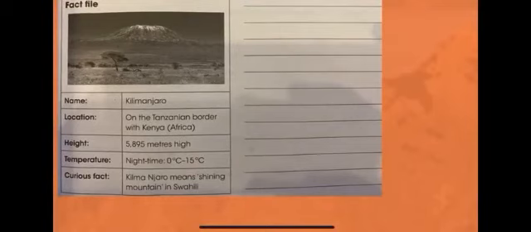I told you that it's a highest mountain. I've given you an additional information that it's a highest mountain in Africa and it's basically a volcano. And the curious fact about this is it means shining mountain. Fine. So this is how you have to write a paragraph.